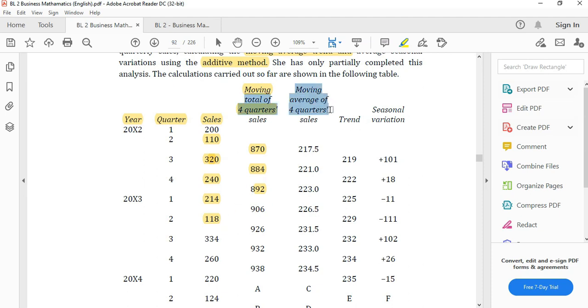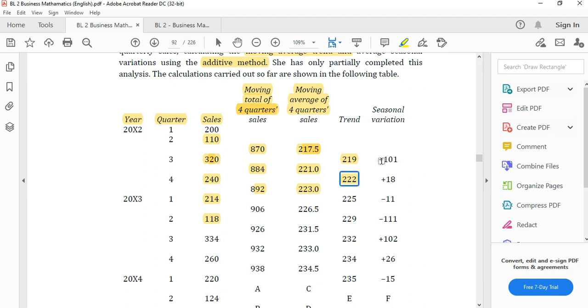Then the moving average of the 4 quarters is basically 870. If you divide by 4, you get the answer. You write it right next to 870. Then what will be the trend? Addition of the moving averages divided by 2. In any model, additive or multiplicative model, that will be the same. So addition of 217.5 and 221 divide by 2, you will get 290. Then addition of 221 and 223 divide by 2, you will get 222. Like that, and you put the value in the middle of these two because it's like the middle value.